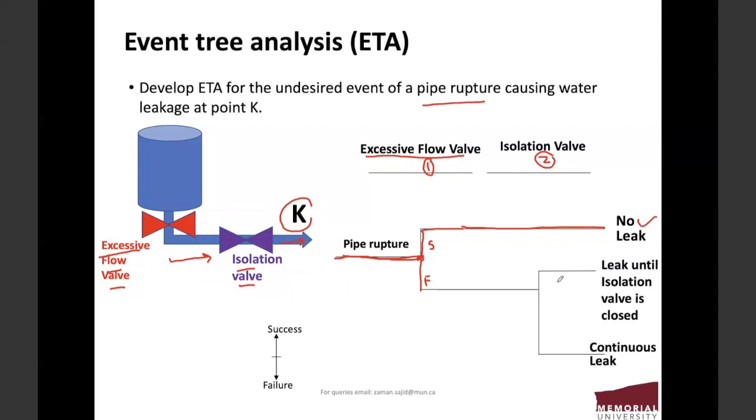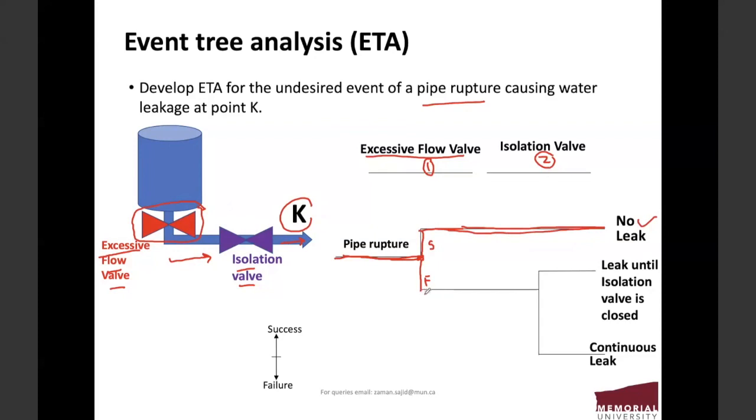Folks, is this point clear to everyone? I just want to emphasize it. It is important. You can notice that I skipped my second barrier here. Why? Because my excessive flow valve was able to stop my water. So I don't need my second barrier in place. So in the event tree, the success of my first barrier takes me to the outcome, which is no leakage.